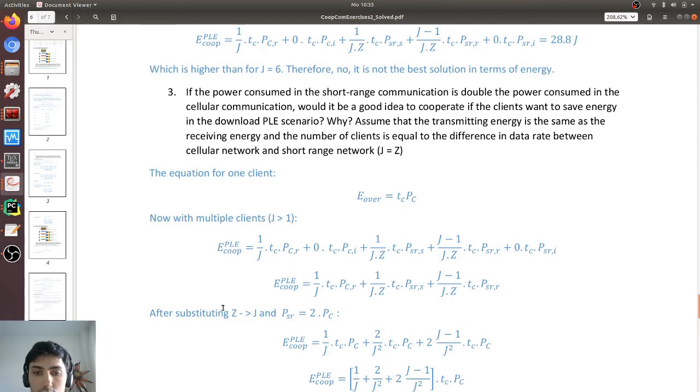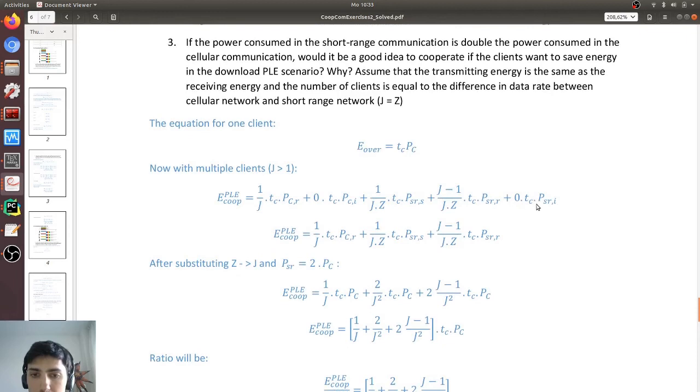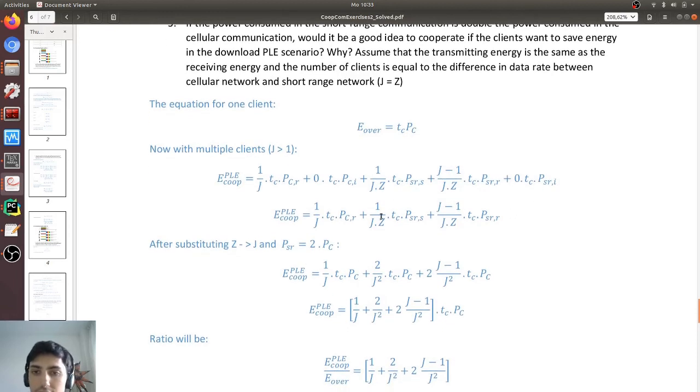Now, of course, we can substitute Z for J or J for Z, it doesn't matter, and then the power in the short range is going to be the double of the power in C. So we substitute here. Here we had Z, now we have J squared, and it's pretty straightforward.